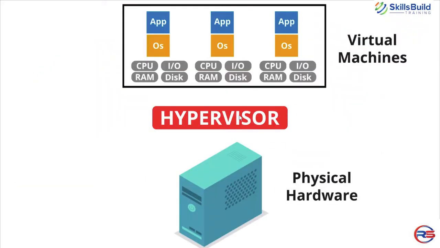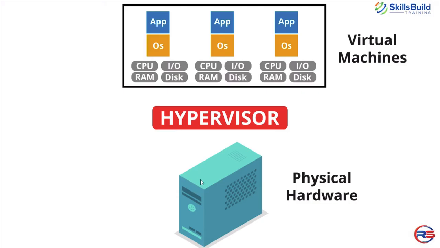Here we can see the hypervisor is over the physical hardware, and over the hypervisor we have multiple operating systems, with multiple CPU, RAM, disk and operating system. We can see these are the virtual machines. This is what I was talking about. This is one physical hardware. I have only one physical hardware, but I'm dividing it into multiple machines. So now the productivity of my one physical hardware is multiplied.